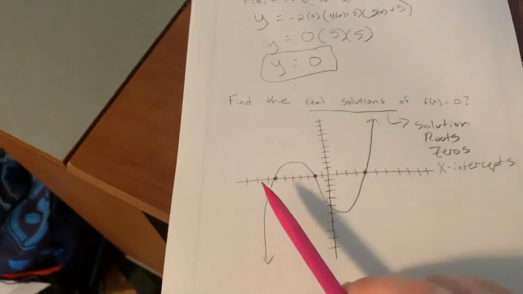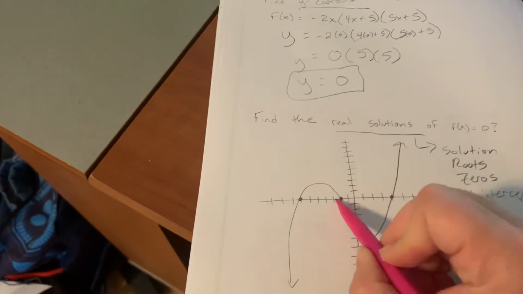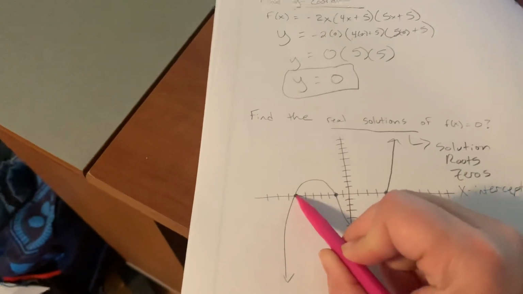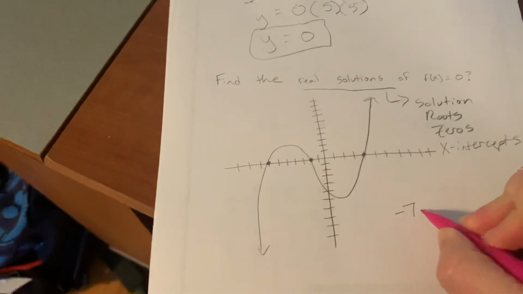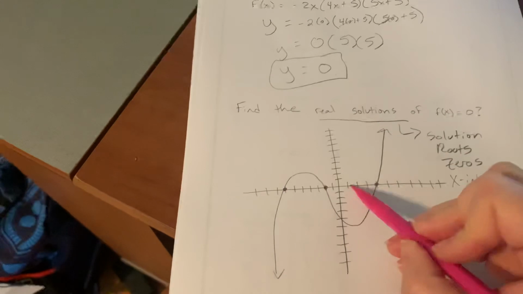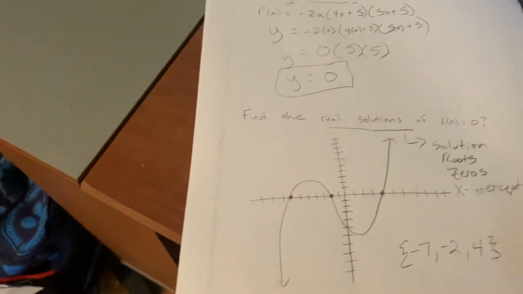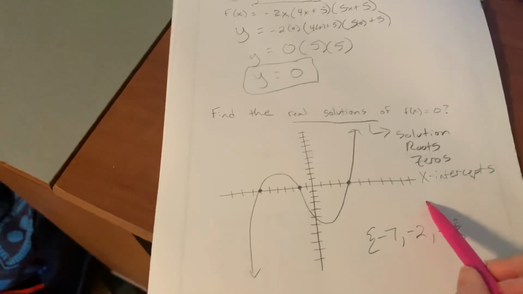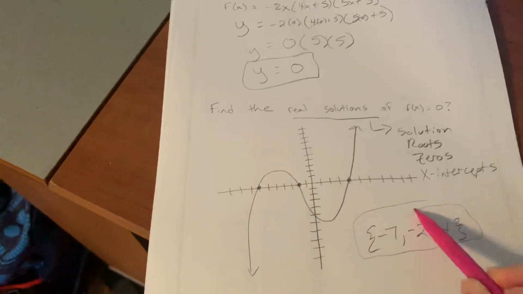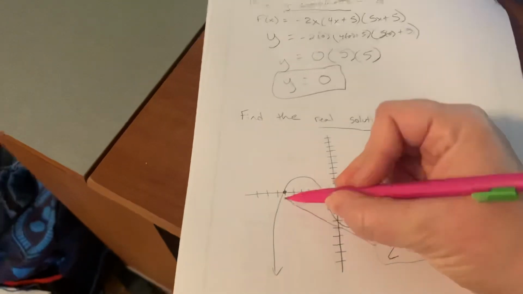So where does this graph touch the x-axis? Well, let's go 1, 2, 3, 4, 5, 6, 7. So it touches at negative 7. It touches at negative 2, and it touches at 1, 2, 3, positive 4. So those are my real solutions. It's the x-intercepts, that's all you've got to count. Again, we're just looking at x only on that assignment.